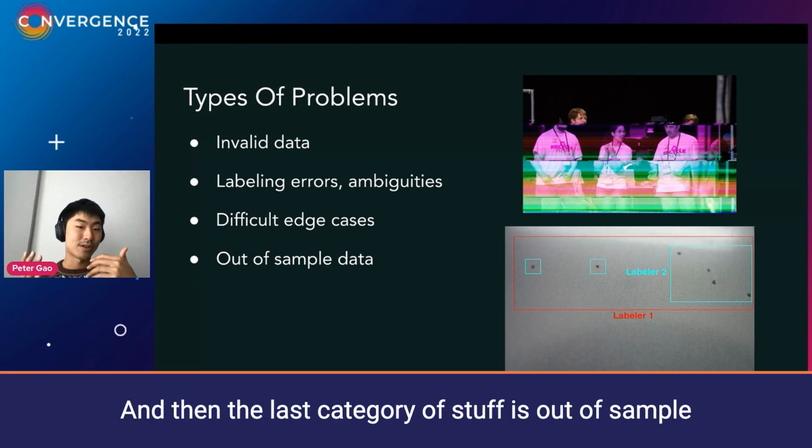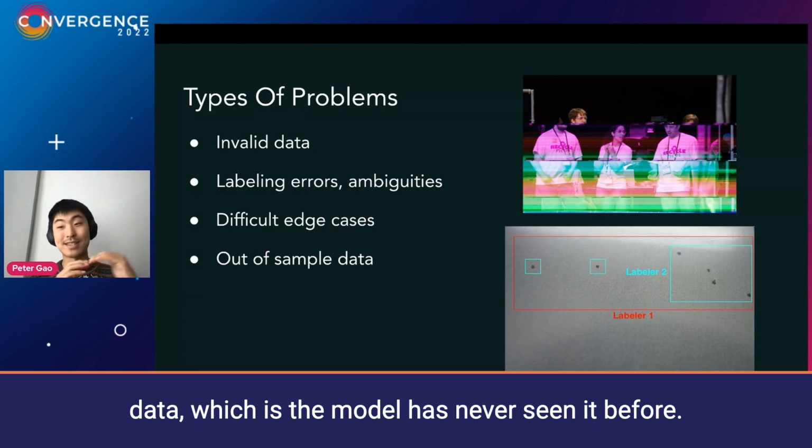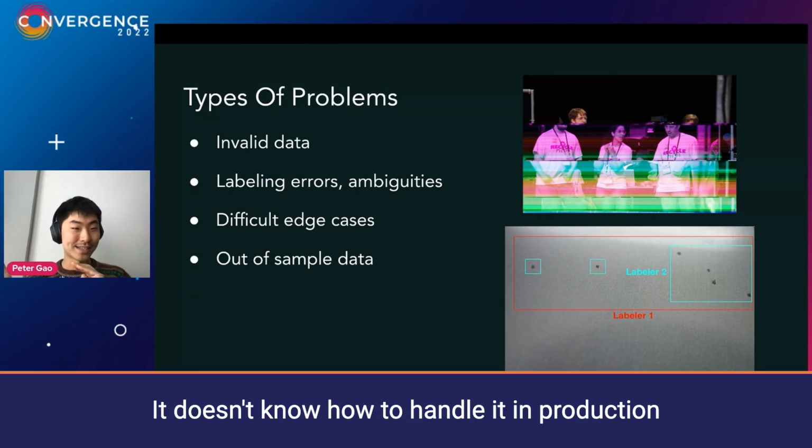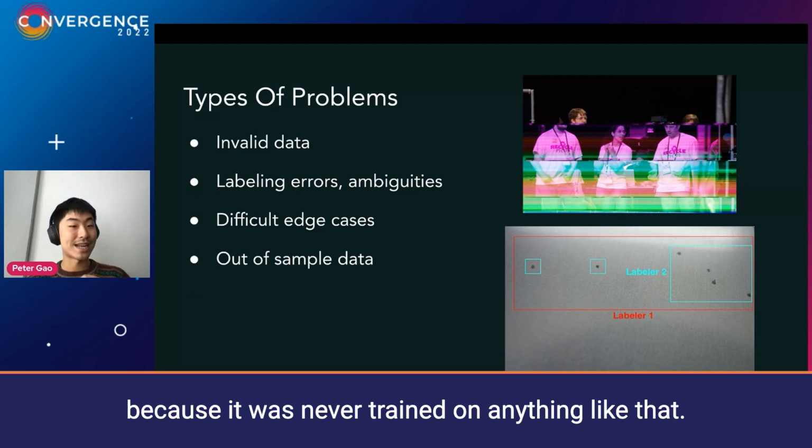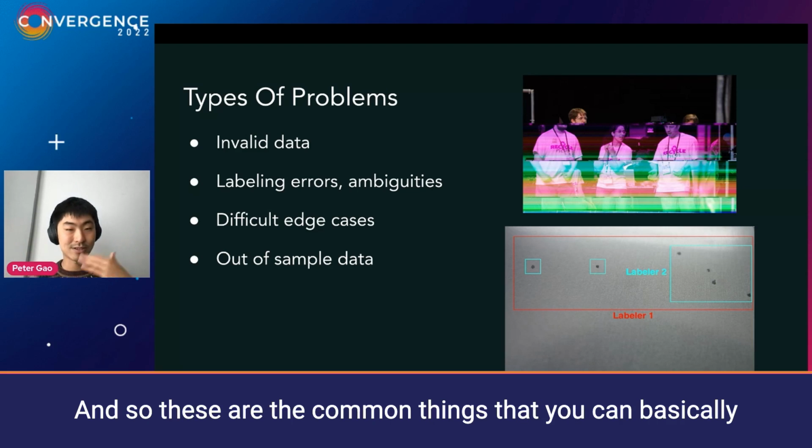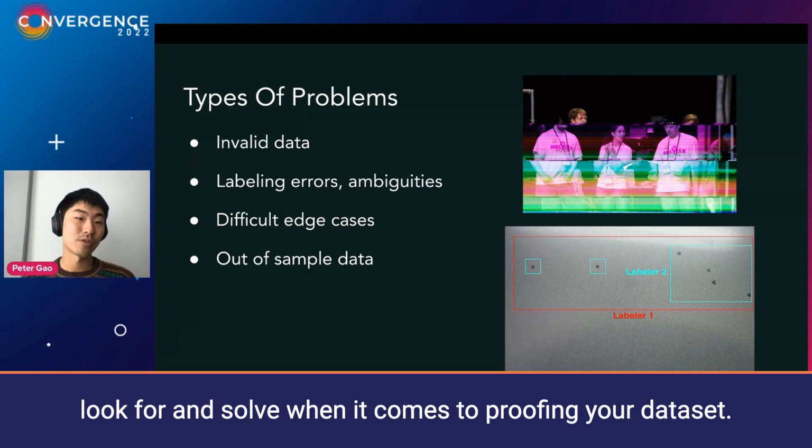And then the last category of stuff is out of sample data, which is where the model has never seen it before. It doesn't know how to handle it in production because it was never trained on anything like that. And so these are the common things that you can basically look for and solve when it comes to improving your data set.